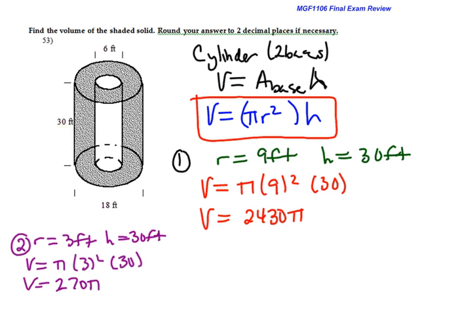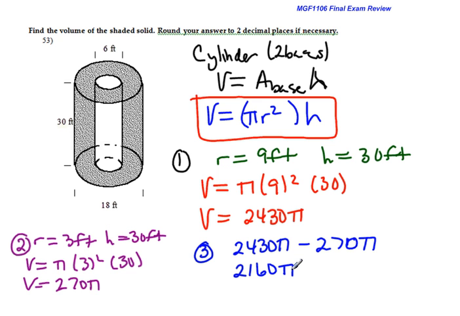So my last step here is to subtract these two shapes, because this is the piece I do not want to include. So I have 2,430 pi minus 270 pi. The exact answer would be 2,160 pi.